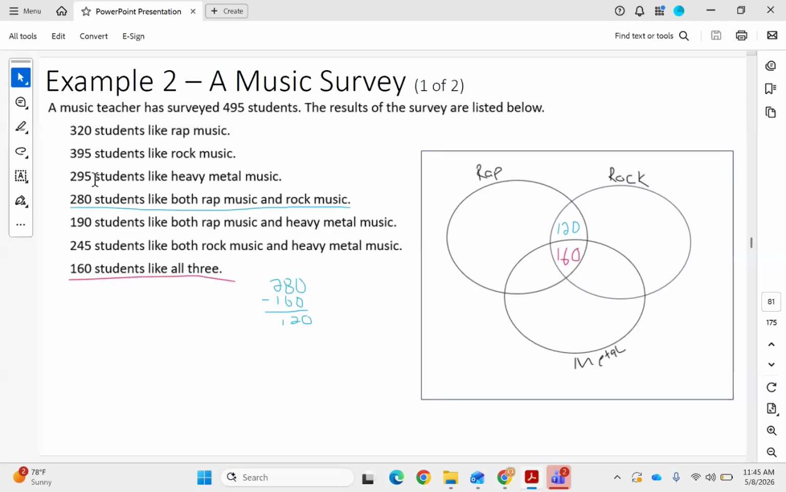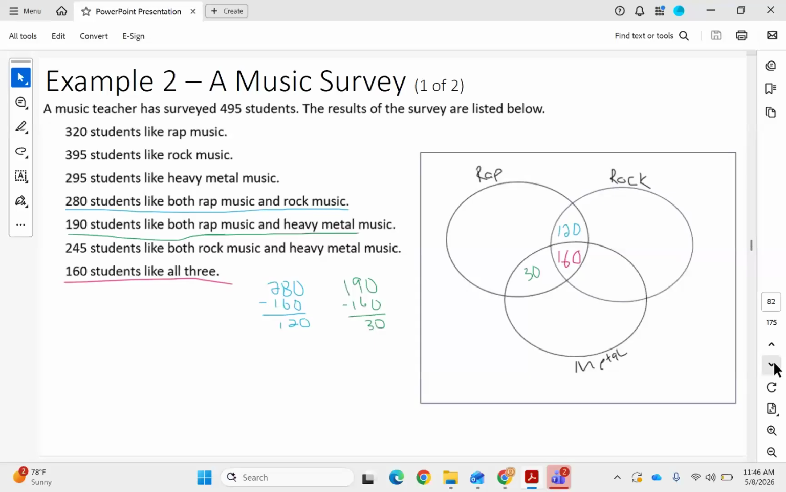Well, 280 like rap and rock, but I already counted 160 out of those 280, because some of the people that like rap and rock also like heavy metal. So to find those that do not like heavy metal, I need to subtract 280 minus 160. That gives you 120. And that's the number that goes in between rap and rock in this area, without including all three. And you go on like that for each type.